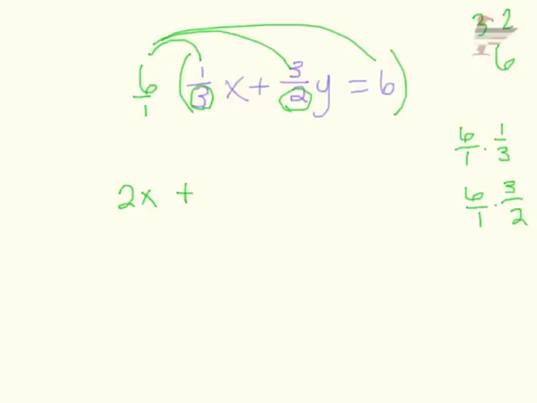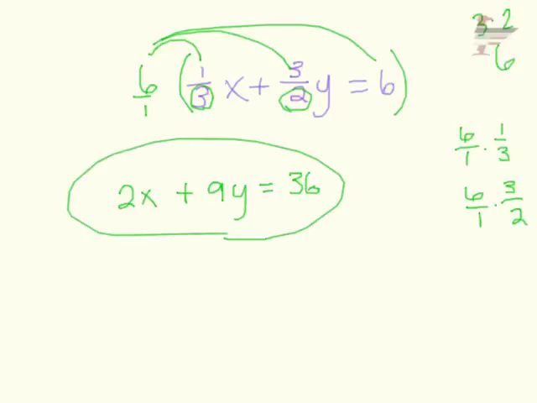Multiply straight across or do the reducing, you end up with a 9y. And then 6 times 6 is 36. So we end up with no fractions. That's exactly what the LCD method is doing. You're trying to end up with no fractions. And so I really like this method because it's quite nice.